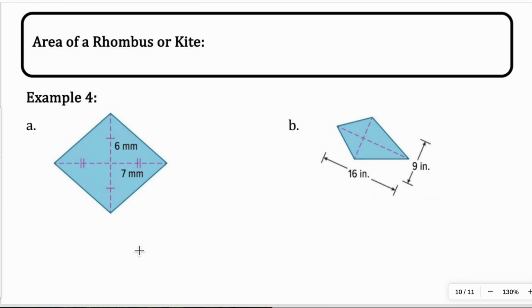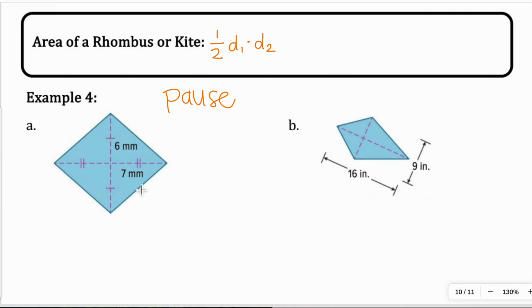Last one's area of a rhombus or a kite, kind of similar to a trapezoid. You're just taking 1/2 of diagonal 1 times diagonal 2. So both of these are easy to try on your own. I would say go ahead and pause the video here, try them, and when you're done, click play.